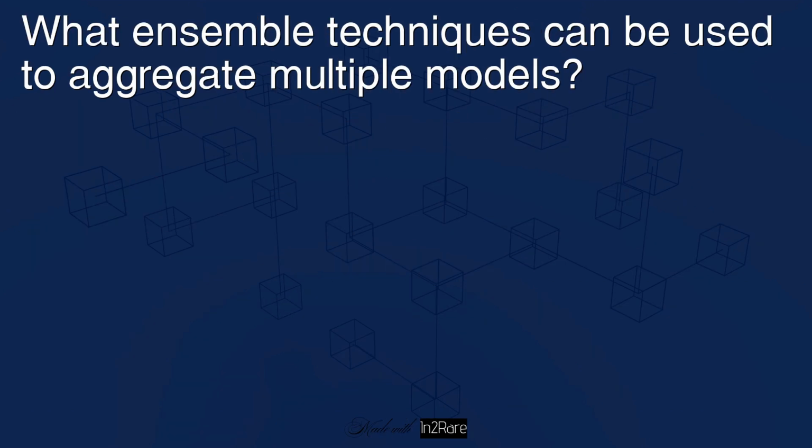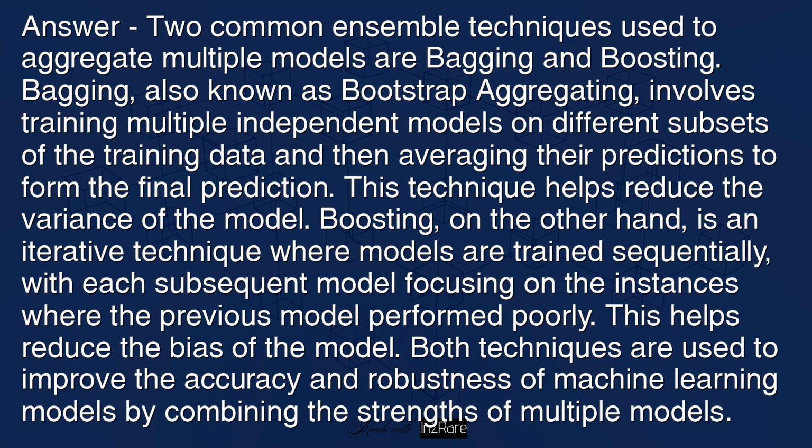What ensemble techniques can be used to aggregate multiple models? Answer: 2 common ensemble techniques used to aggregate multiple models are bagging and boosting. Bagging, also known as bootstrap aggregating, involves training multiple independent models on different subsets of the training data and then averaging their predictions to form the final prediction. This technique helps reduce the variance of the model.